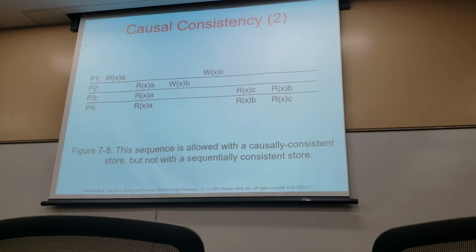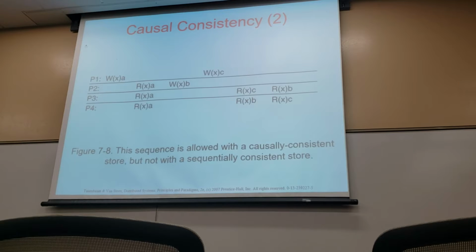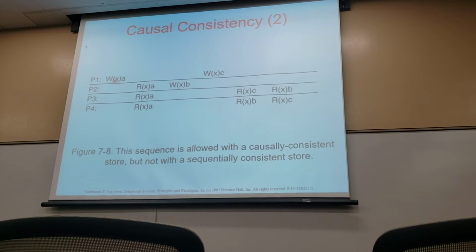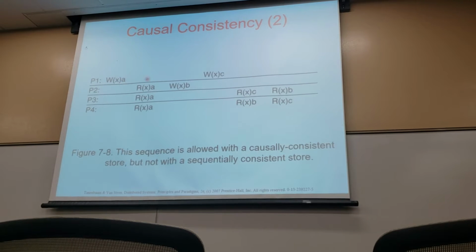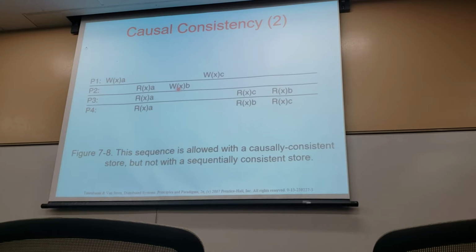Right? It's kind of like with vector clocks. Just because we're omniscient, we can see that there's a lot of work being done. But if those processes don't actually receive that message, it doesn't matter. Okay, so WXA and WXB are causally related. And because they're causally related, they have to be seen in the order that they happen.